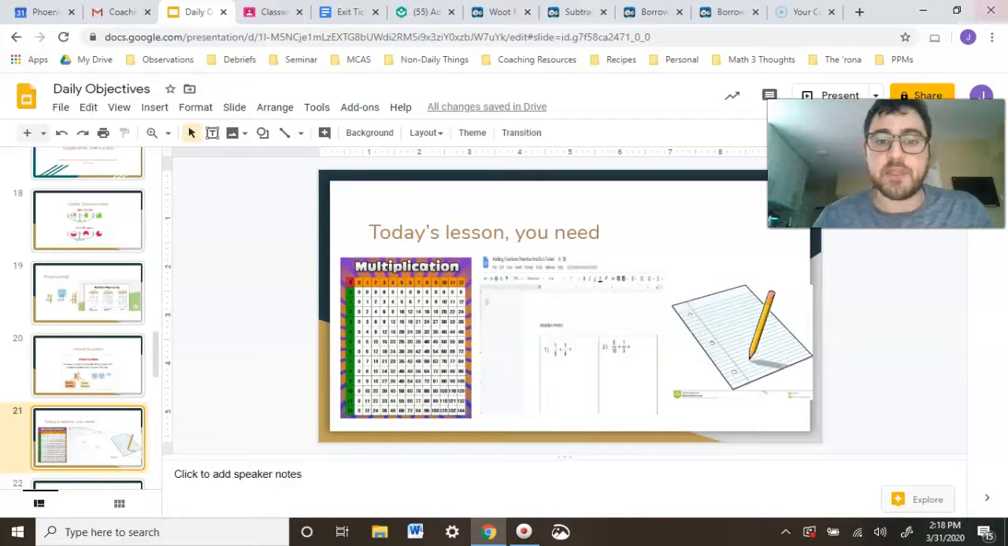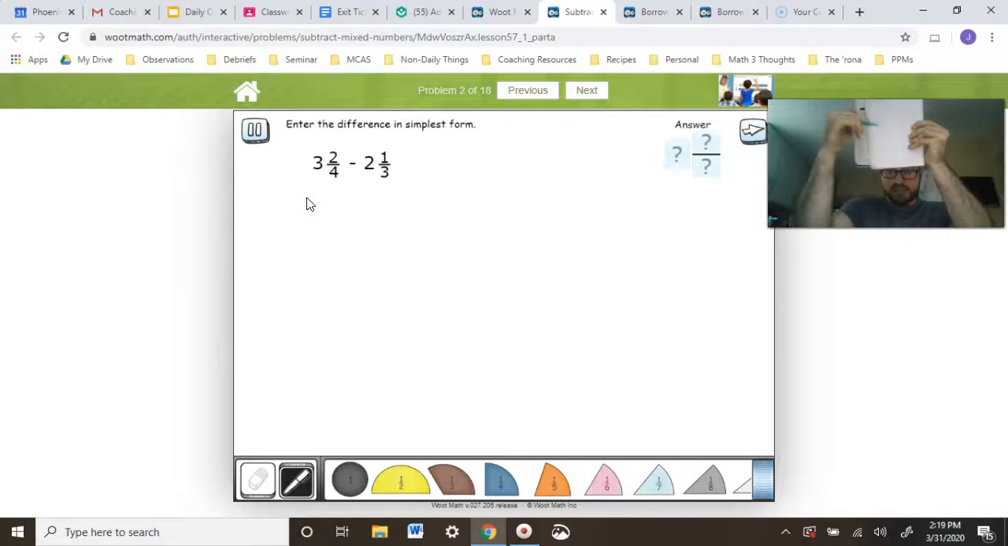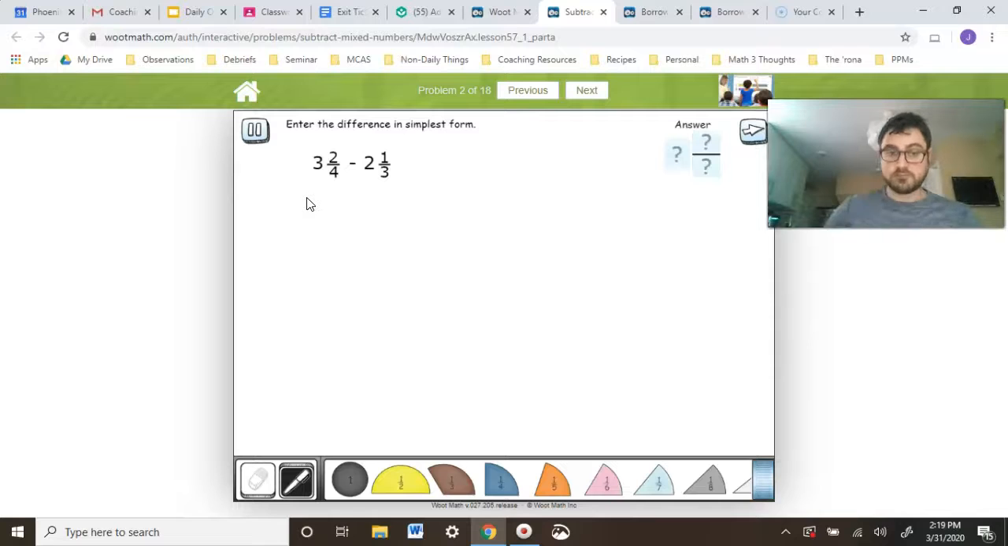Excellent. Now, the first problem I want to look at is this problem right here. 3 2/4 minus 2 1/3, on your own. So right now, yourself, practice this problem. I'm going to give you a moment. I want you to practice it on the piece of paper. Write it down. Then, when you're ready, unpause and look at what I've done.